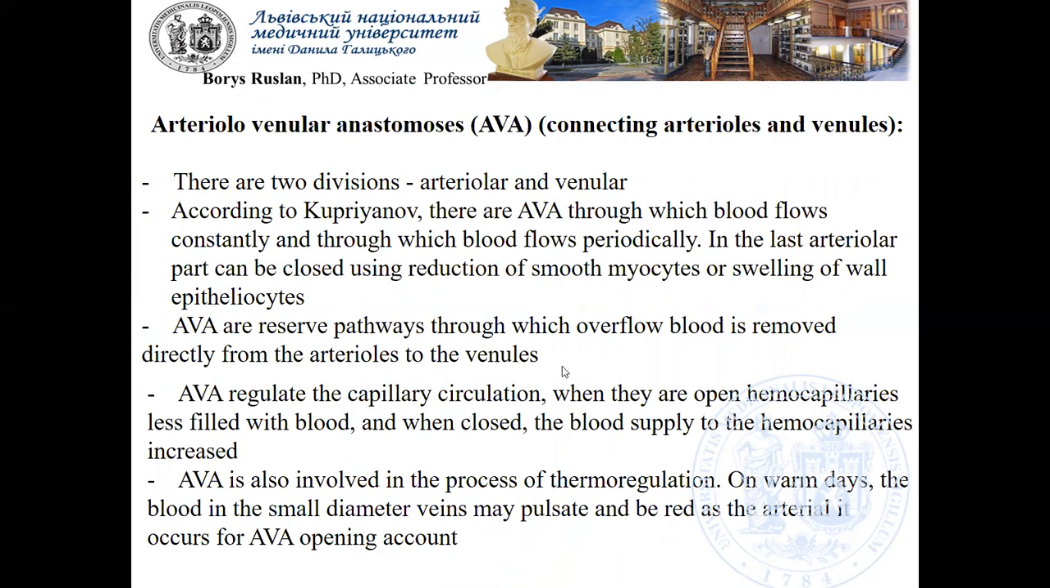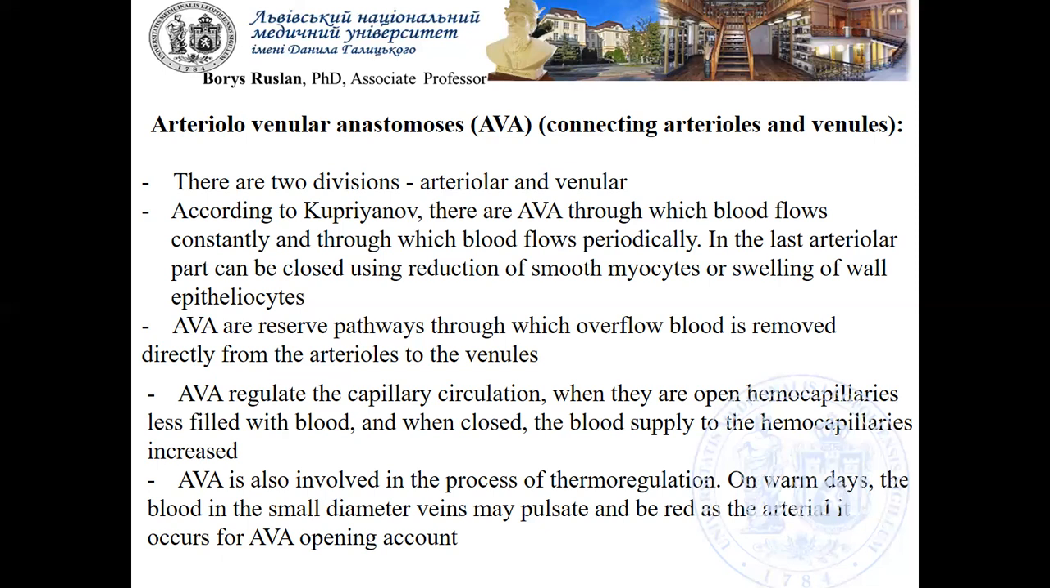So, first, there are two divisions, arterial and venular. Second position, according to Kuprianov, there are AVA through which blood flows constantly and through which blood flows periodically. The latter arterial part can be closed using contraction of smooth myocytes or swelling of the wall epitheliocytes. Third position. AVA are a reserve pathway through which outflow blood is removed directly from the arterioles to the venules.